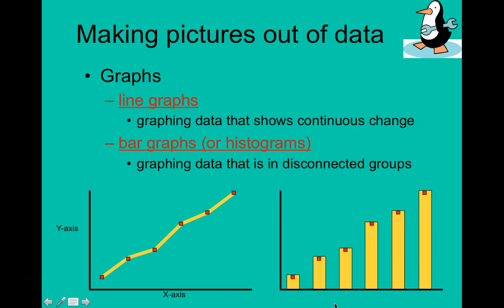Maybe you're talking about, you know, the months of the year down here, and then how much rainfall happens in a particular area. Okay, so that's not change over time, that's just comparing between the different months. So that would be considered a disconnected group, and therefore you would not use a line graph because it's not showing change over time, you're just showing comparison.